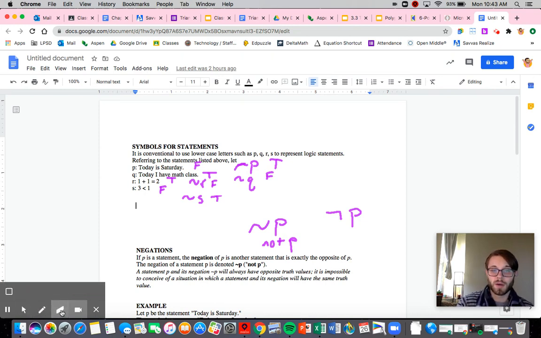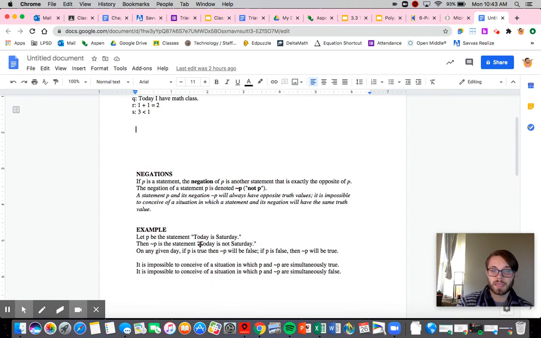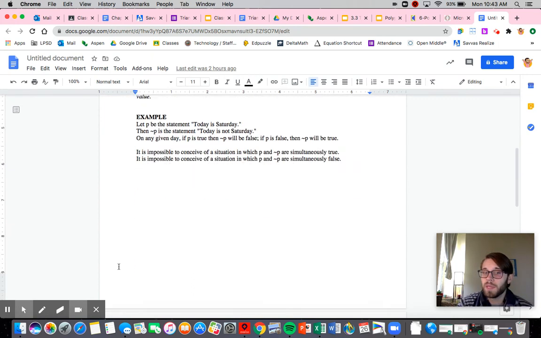Okay, so if we look down there at the examples, I believe it's the one that we just went through. So today is Saturday, then today is not Saturday. You can't have a situation where both P and not P are true at the same time. You also can't have a situation where both P and not P are false at the same time, right? That's the whole point of logic. We're saying it's this one or this one. We're not dealing with gray areas. We're dealing with this, that. All right, so now we're going to formally put some statements together.